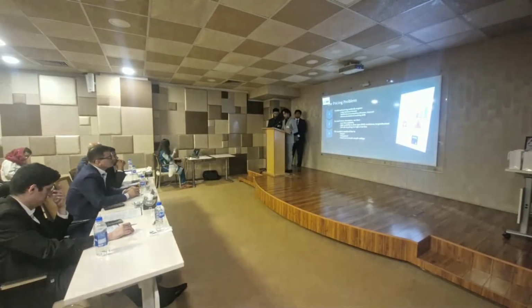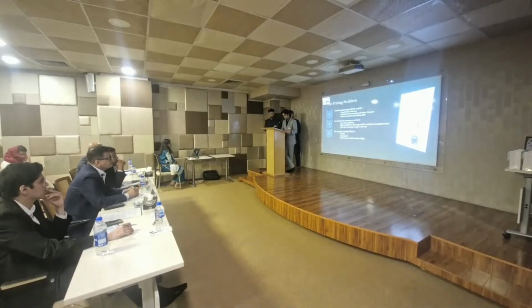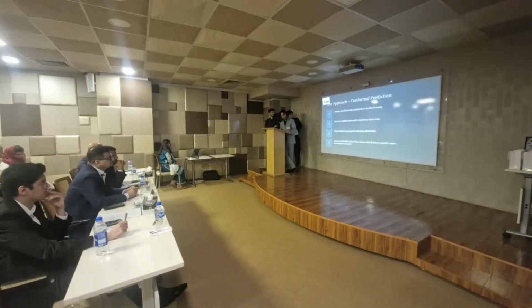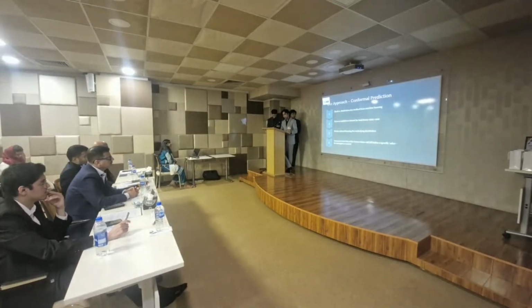To solve this, we turn to a modern machine learning technique called conformal prediction. This method doesn't rely on knowing the underlying distribution of the data and gives us a prediction interval instead of a single point estimate. Now, what does that mean? It means that we can say with 90% to 95% confidence that the future total claims will fall within a specific range without needing any assumptions.